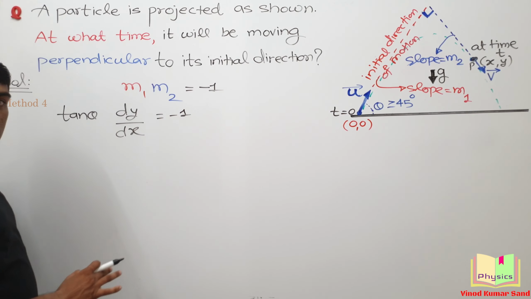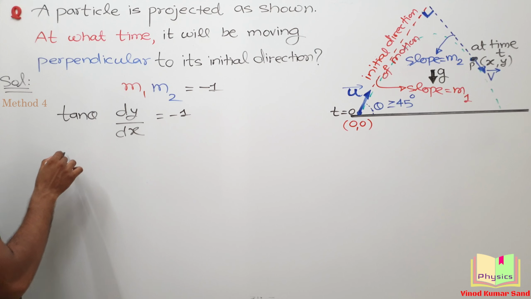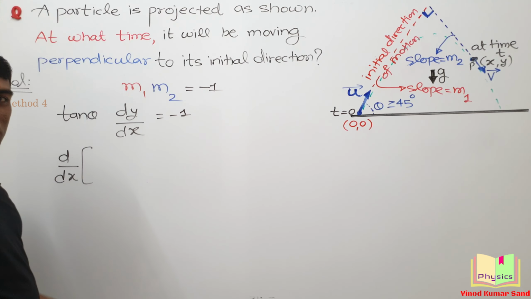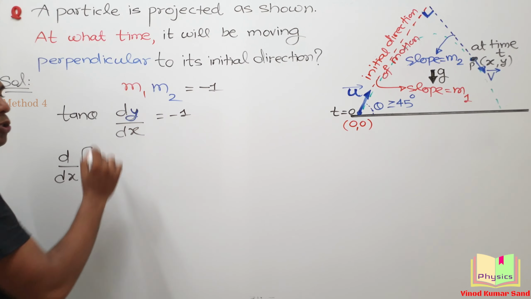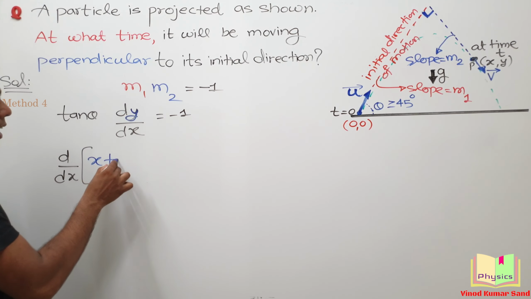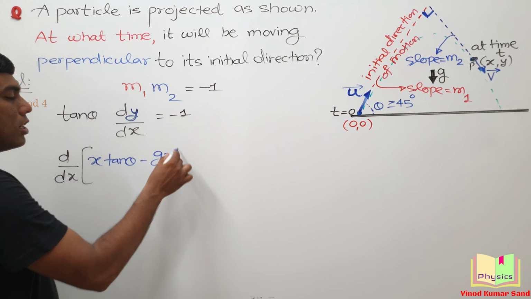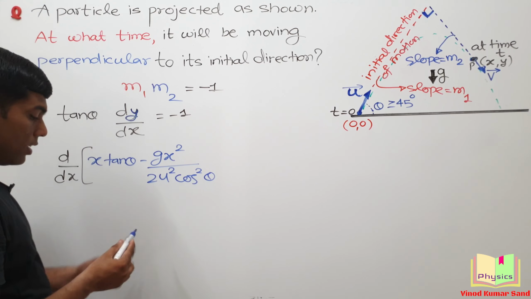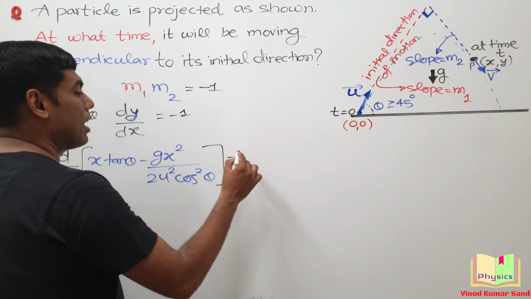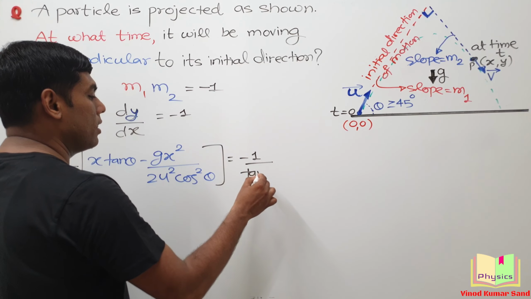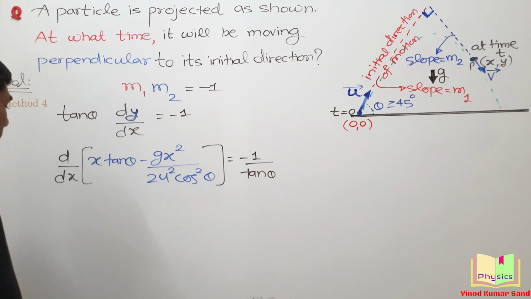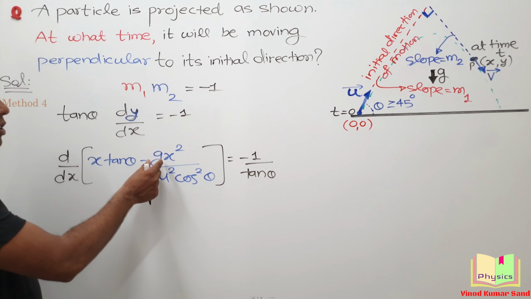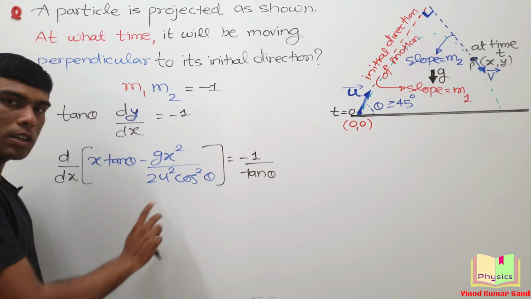The tan theta I am shifting to the RHS and writing the remaining expression, dy by dx. What is y? You remember the equation of trajectory. This y we wish to write. y will be equal to x tan theta minus g x square divided by 2u square cos square theta. And here we are left with minus 1 by tan theta. Done. Proceeding further. Here x is the variable. tan theta is constant. g is constant. 2u square cos square theta is also constant.